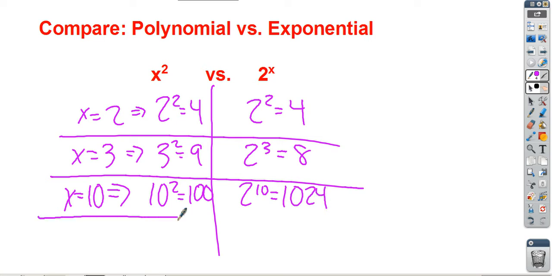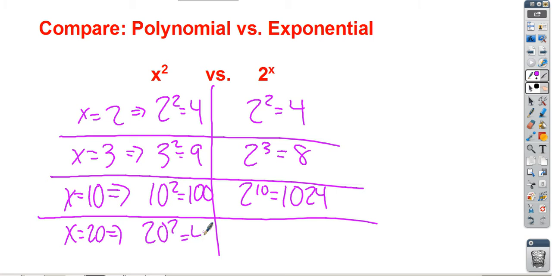Okay, let's just see one more, x equals 20. That's 20 squared, 20 times 20, which is 400. Okay, this one right here is 2 to the 20th power, which is an enormous number. I believe that is 1,048,576. So what you can see happening is these functions get enormously large very quickly.